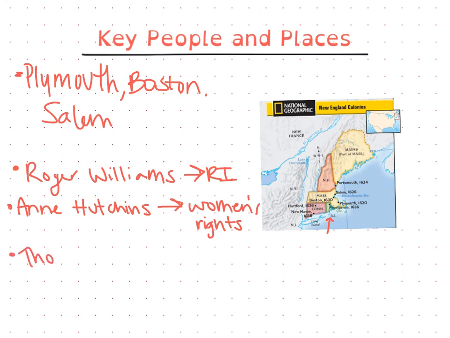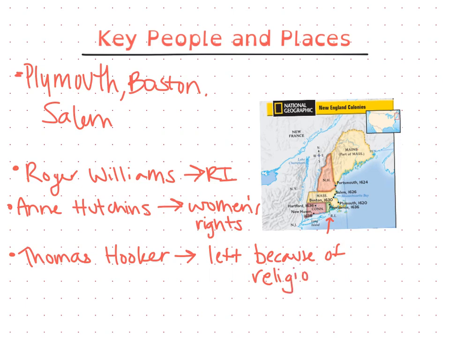Lastly, we have Thomas Hooker. He actually left some of the more religious colonies and founded his own. He didn't like how strict the religion was. He left because of religion. And because we were in this new land, they had the ability to do that. Because he didn't like what was going on, he just left and started his own city in his own little town because he didn't like how religiously dictated everything was.